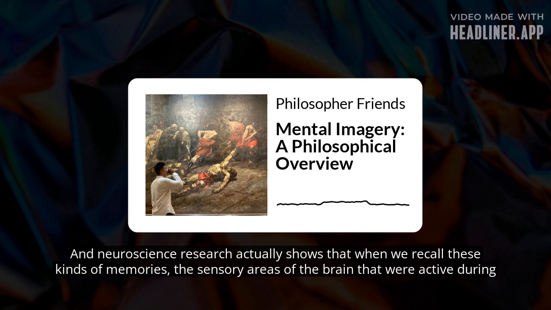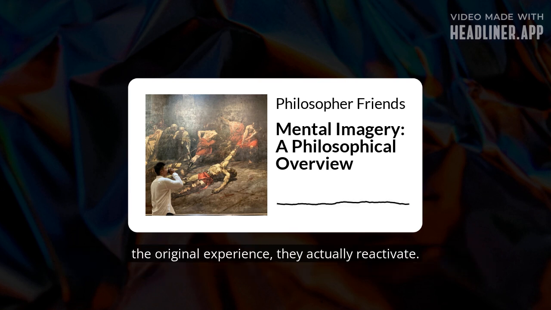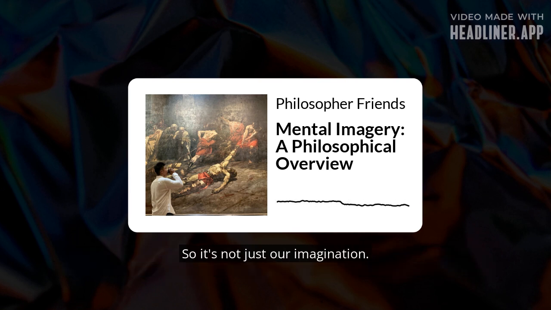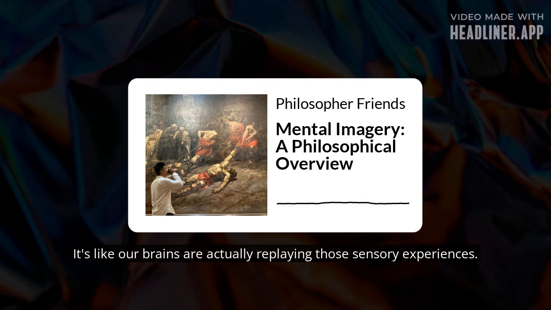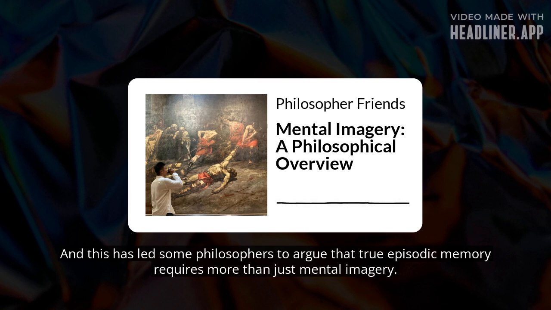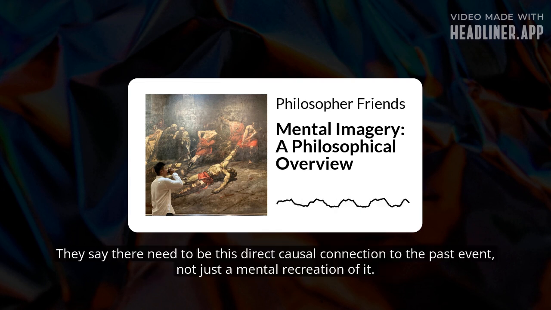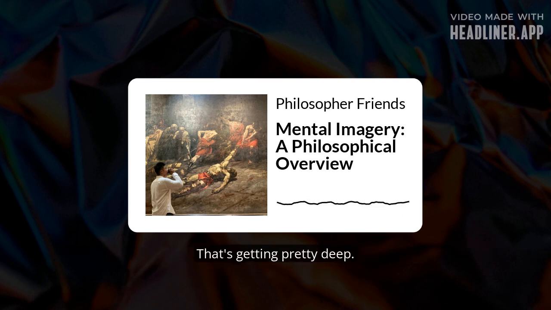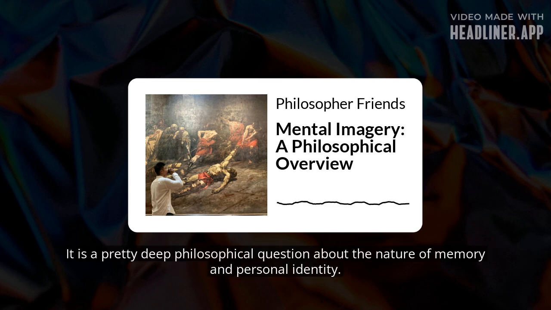And neuroscience research actually shows that when we recall these kinds of memories, the sensory areas of the brain that were active during the original experience actually reactivate. So it's not just our imagination, it's like our brains are actually replaying those sensory experiences. Right. And this has led some philosophers to argue that true episodic memory requires more than just mental imagery. Okay. They say there needs to be a direct causal connection to the past event, not just a mental recreation of it. That's getting pretty deep. It is a pretty deep philosophical question about the nature of memory and personal identity.